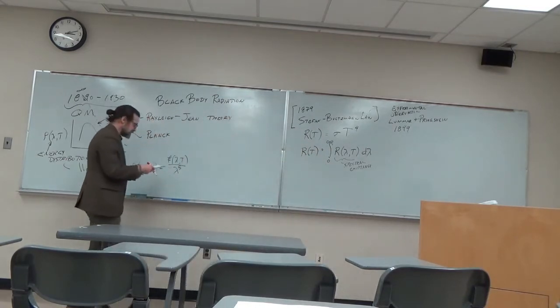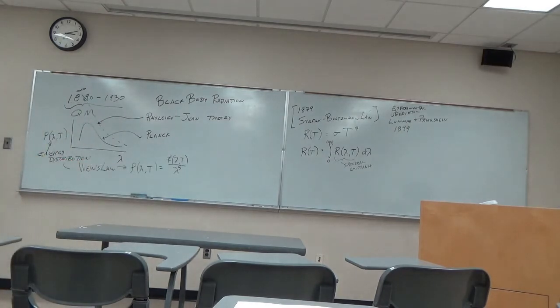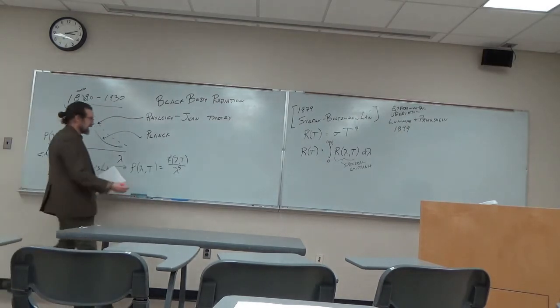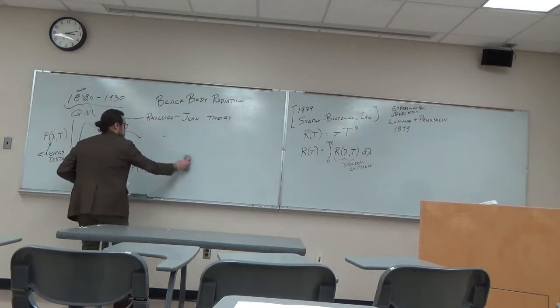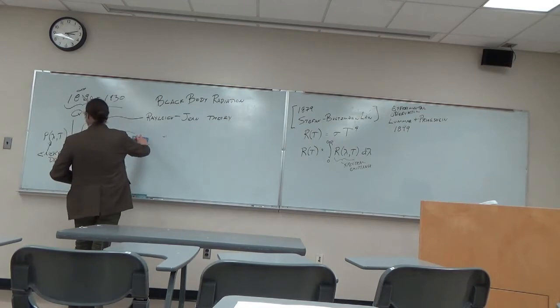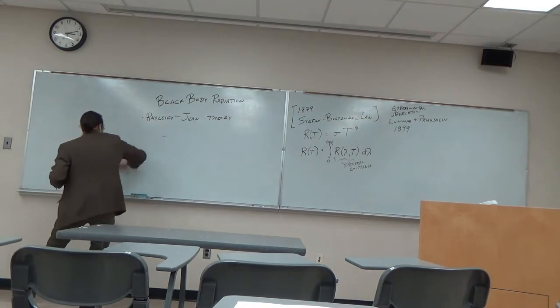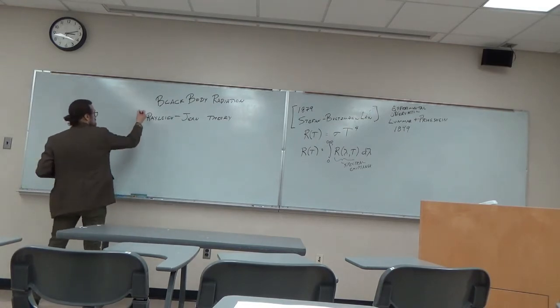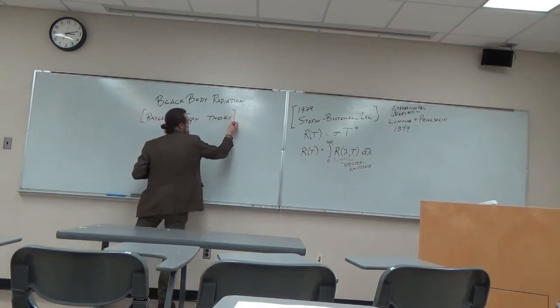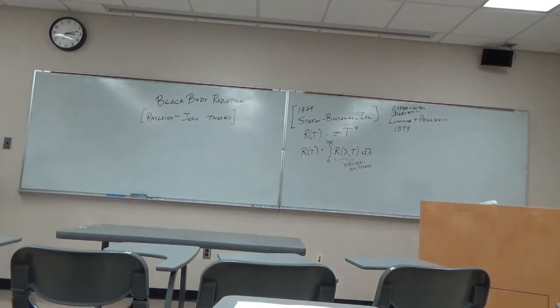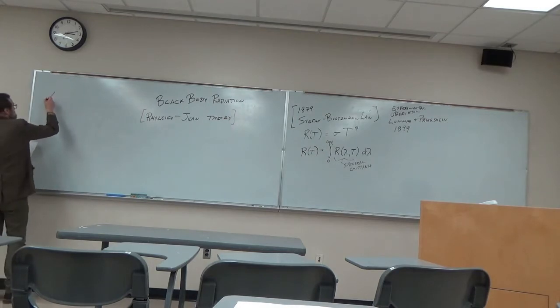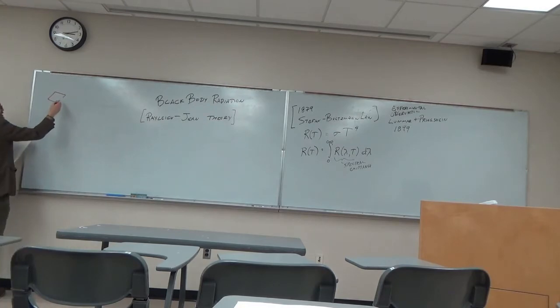The Rayleigh-Jeans theory said that you have some black body, which is basically a box with a little hole in it, and what happens is light will come in and bounce around and never escape. So it's a perfect absorber.